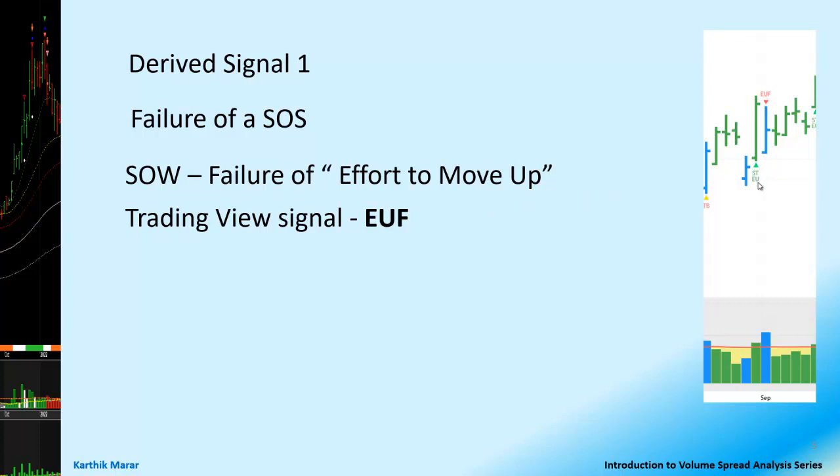As you can see here, there was an effort to push the prices up, but the next bar was again a down bar here. So it was a widespread bar with increased volume. So this negated the bullishness of this bar, the effort to move up bar. So it brought in more weakness here. Now, what do we look for when we see this EUF bar?